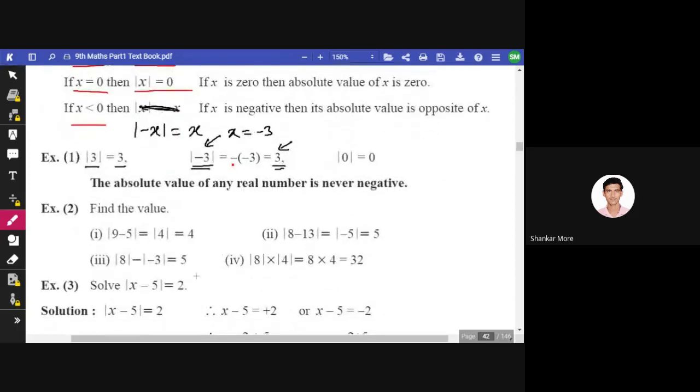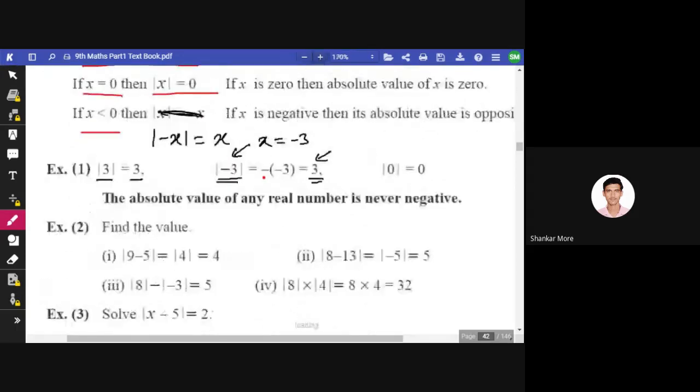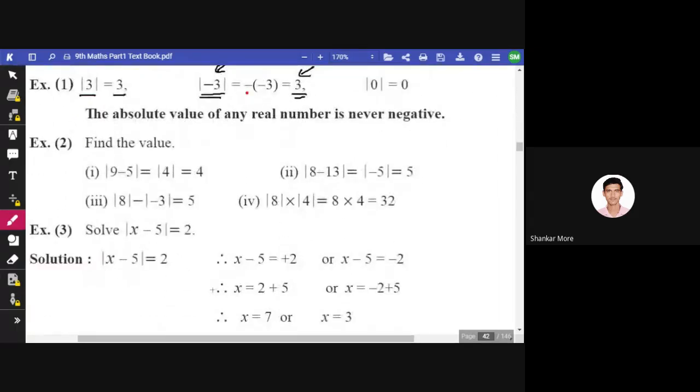Let us see few more examples. So first example is mod of 9 minus 5. It is mod of 4. Inside mod we have 9 minus 5, so it is 4. So it is already positive, so it will be positive only. But if we take mod of 8 minus 13, so 8 में से अगर हम 13 माइनस करेंगे तो it will be minus 5. So mod of minus 5 will be what? Mod of minus 5 will be 5.